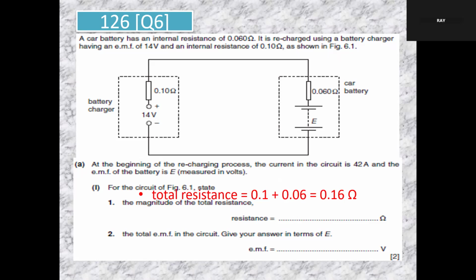So you are charging a battery. Usually the current must flow from here clockwise, so this one will send current anti-clockwise. You subtract using Kirchhoff's voltage law: 14 minus E. This one sends the current clockwise, so it's positive. This one carries the current anti-clockwise, so minus.